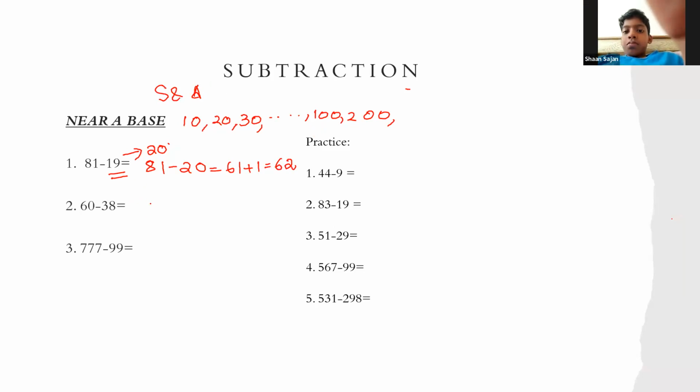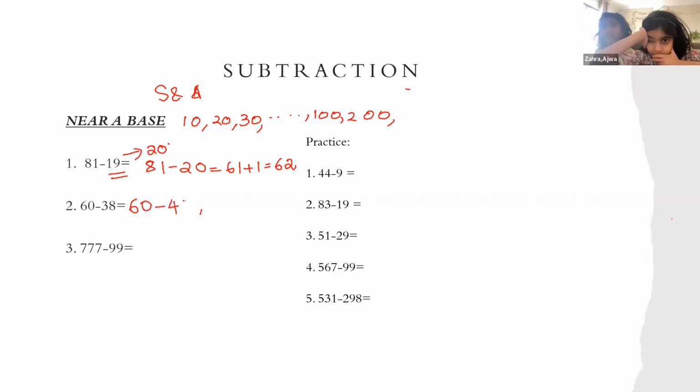Now let us look at the second problem, 60 minus 38. How will we be doing this? 60 minus 40 equals 20. Plus 2, 22.